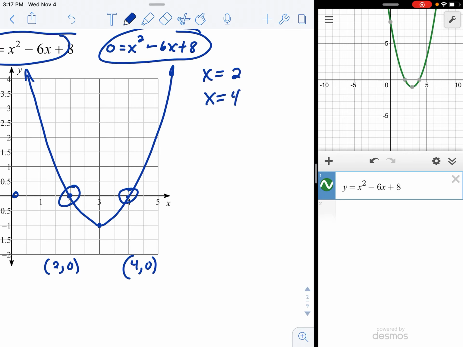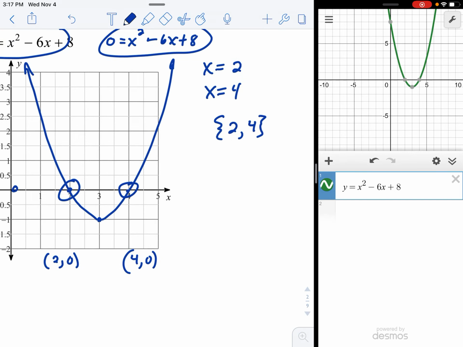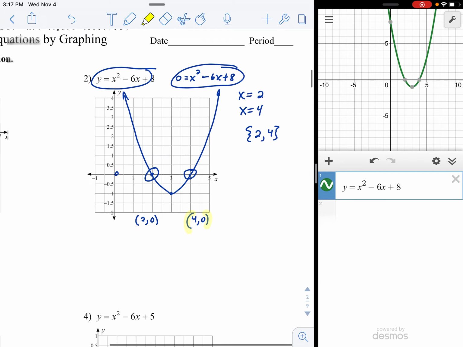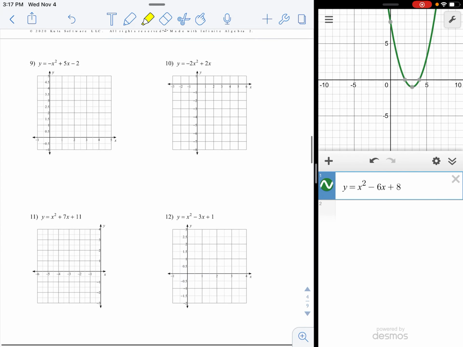Or the paper that we do probably has bracket 2, 4, bracket. They use these, or those are braces, to distinguish from parentheses here. This isn't the point 2, 4. It's 2 different answers. 2 is an answer and 4 is an answer. So let's scroll down to number 2 and check that.